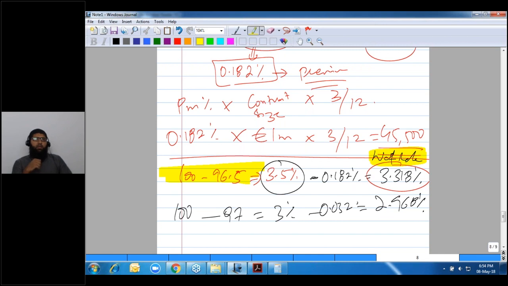Yes, Ruth Mutko, this is how it is. 3.318% is a higher floor. That's why we go for it.